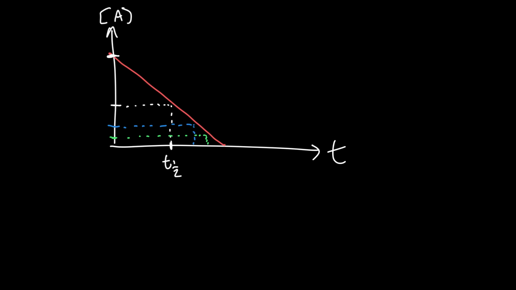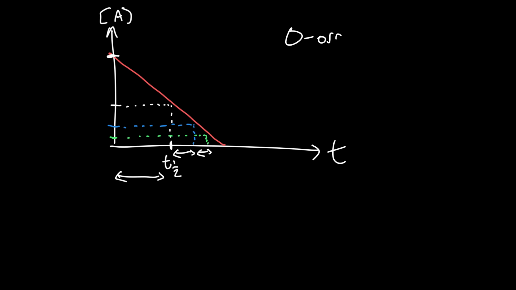So each half-life, so the original half-life is right here. The second half-life is here. The third half-life is here, right? We can see the time it's taken for half the reaction to be used up is getting smaller and smaller and smaller. And that's actually another way we can recognize a zero-order reaction.